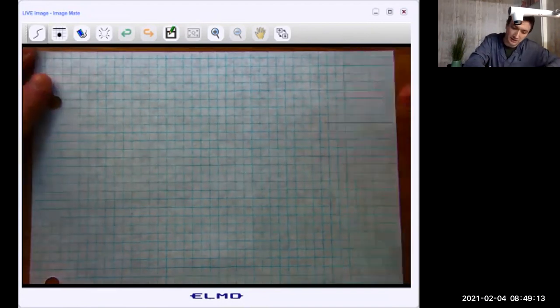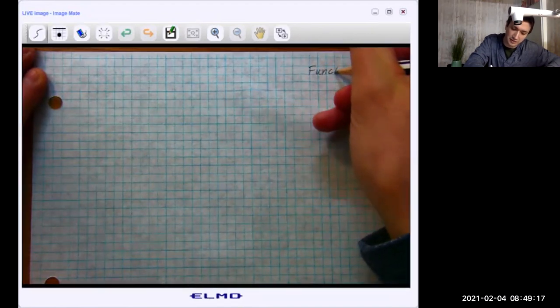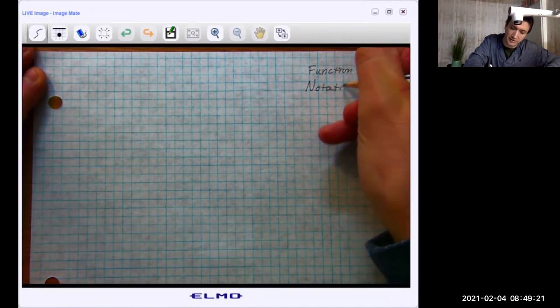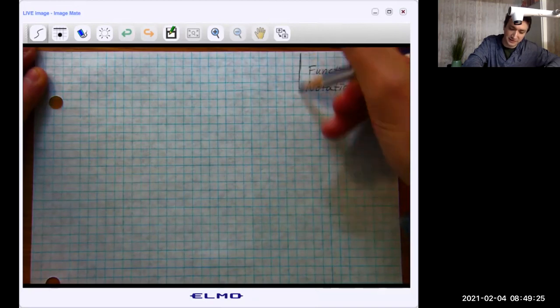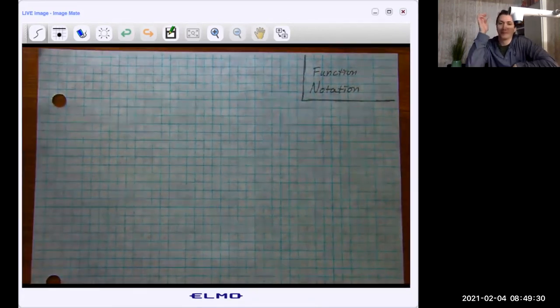Today, our topic is going to be functions, but we're going to be looking at something called function notation. It's a notation, yeah, I spelled that right. It's a fancy lesson today. That's how I like to think about it. Function notation just means how do you write a function? How do you show it?